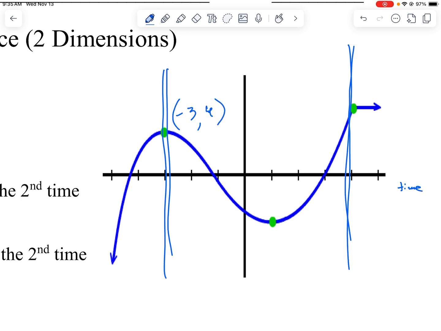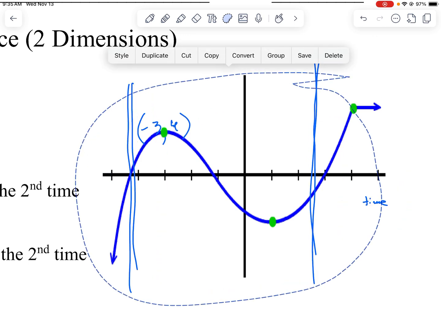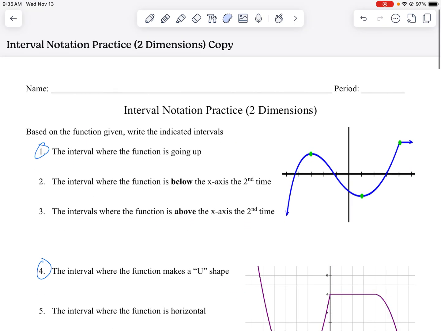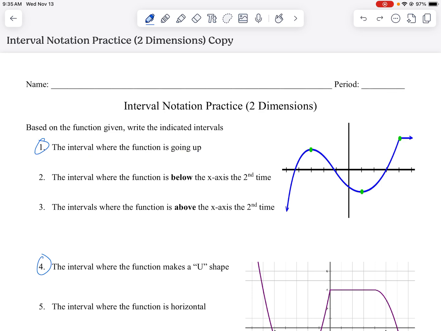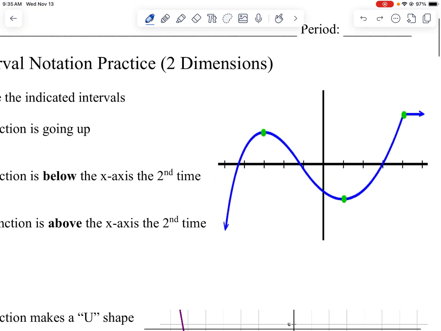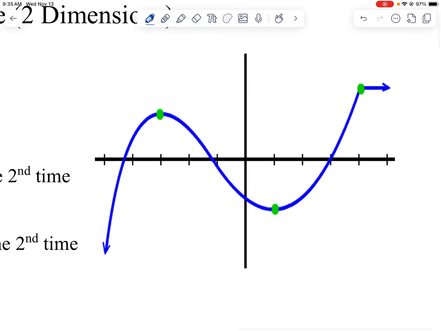And so each problem's asking for a little bit different feature. We're going to look at a few of them. So here we go. Our first one is the interval where the function is going up. When we say going up, that's typically like this way, from left to right, it's going up. Well, as we go left to right, this one did start by going up. It has an arrow, which if we were to go left forever, would be going down and down and down. So as we go left to right, it is going up and up and up forever.